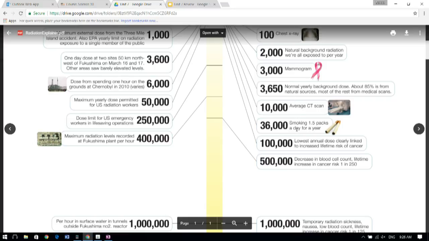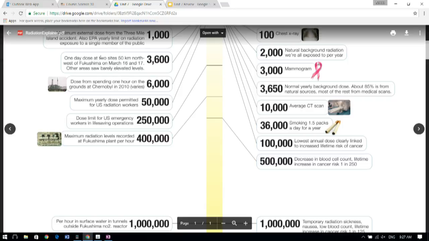Comparing that to a smoker, and Connor, you probably just had a lot recently, yeah. Smoker, if you smoke 1.5 packs a day, it's 36,000. So literally the most radiation you could receive in a year, sort of naturally, well, not naturally I should say, but by doing something, would be smoking a pack of cigarettes a day because of all the radioactive stuff that's in there.